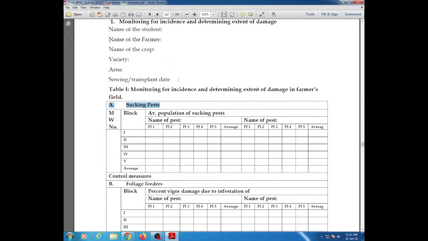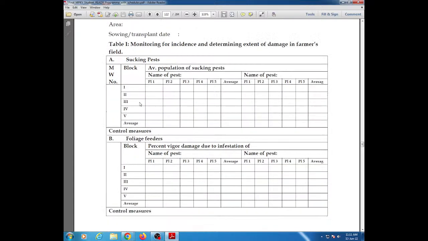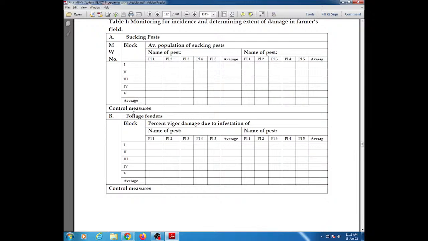Now regarding the foliage feeders. Earlier we were discussing the sucking pests of those crops which you have considered or which you are monitoring on the farmer's field. Now that particular field or crop will also have foliage feeders. So in the same way you will have the meteorological week number, then blocks 1, 2, 3, 4, 5. These are the blocks which you have sorted out from the farmer's field. How the blocks are selected, you know it now, maybe in the extension or other interventions.